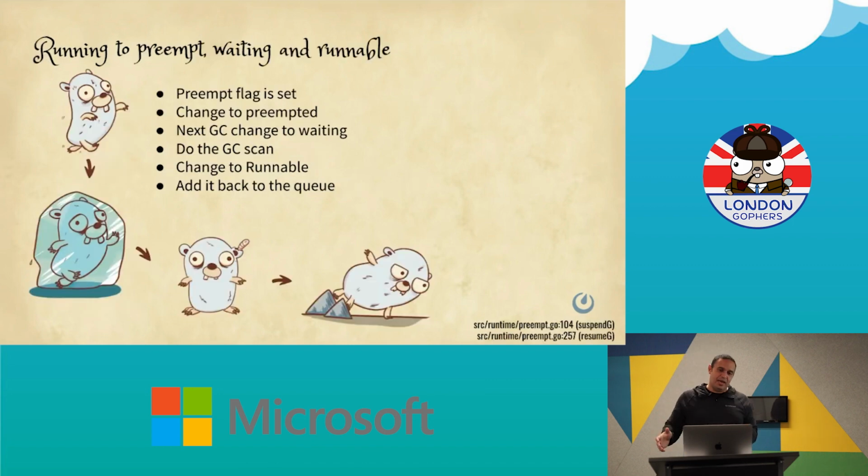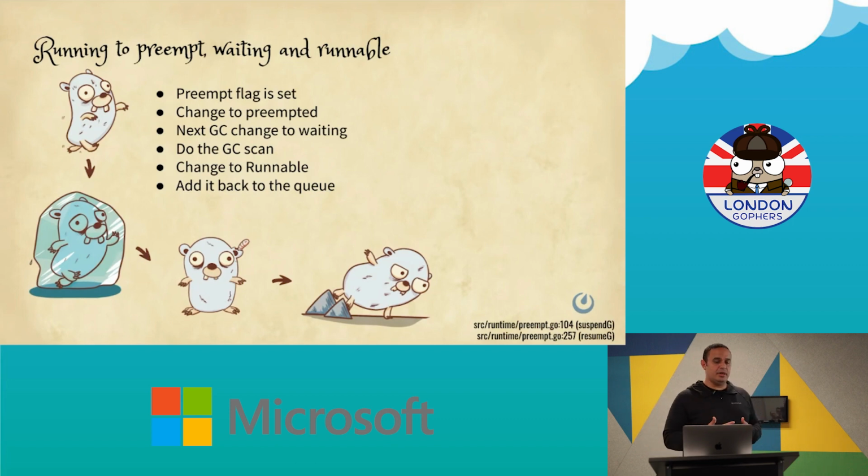Okay, running to preempt and waiting and runnable. Okay. Golang has preemption, but the preemption works in a way that basically what it does is mark the Goroutine as preempt, and the Goroutine is going to find a safe point to preempt itself, and is going to change the status to preempt at that point.